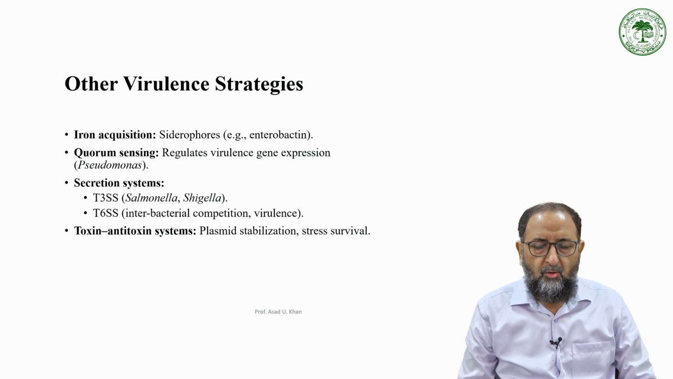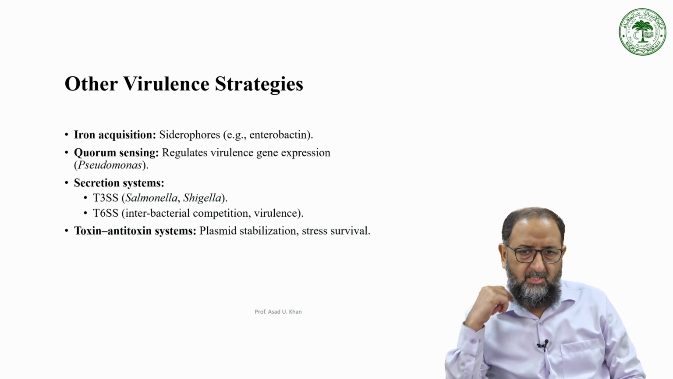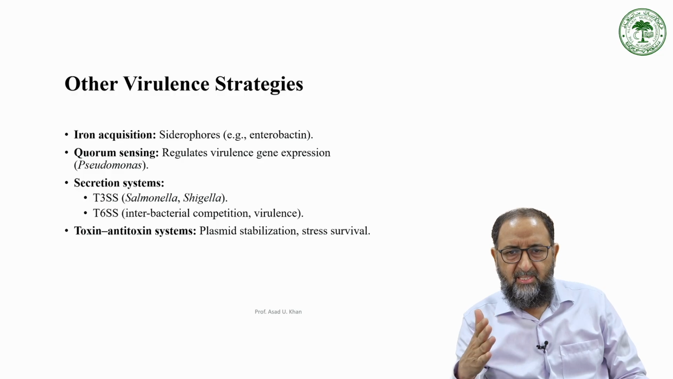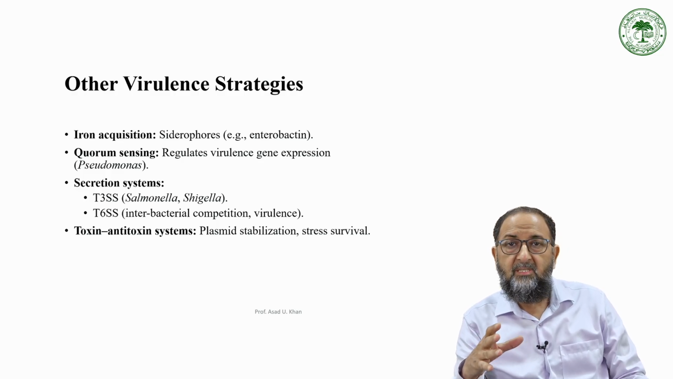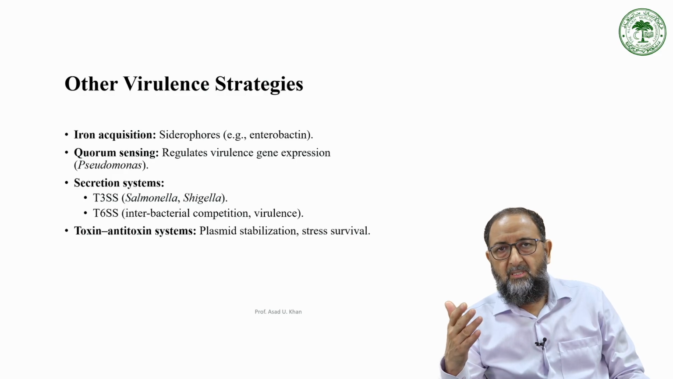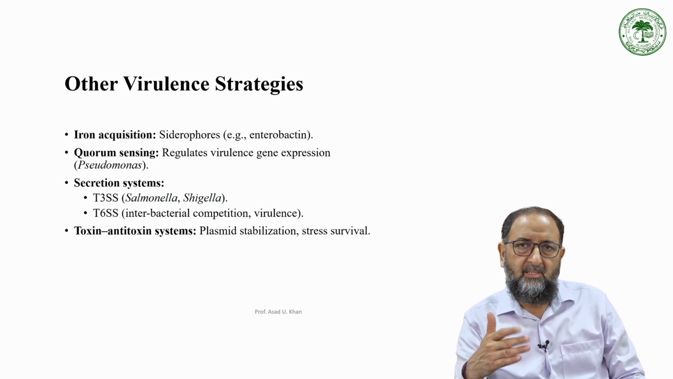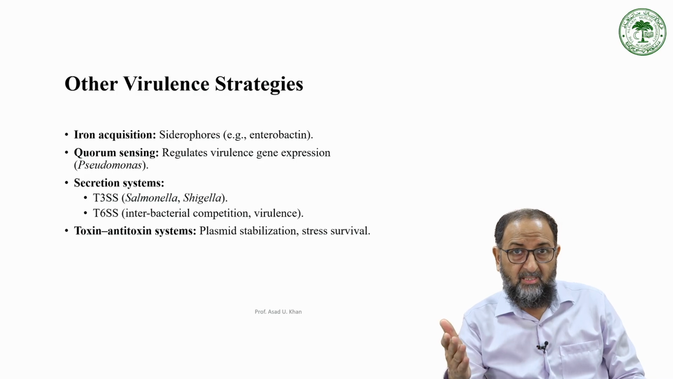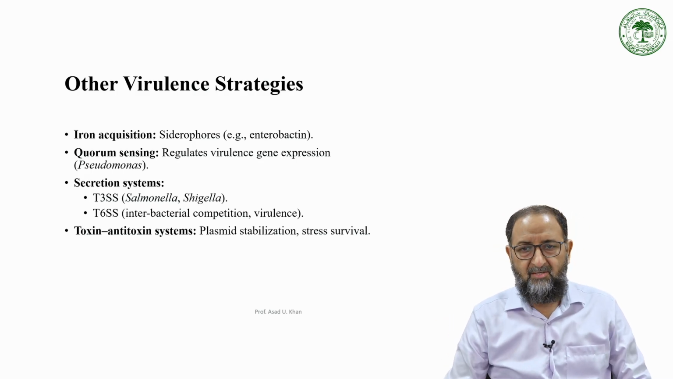Now, the toxin-antitoxin system: plasmid stabilization and stress survival. Stability of plasmid means that if plasmids are stabilized, they can keep the intact genes which support the bacteria, and they can also be transferred from one bacterium to another. We call this horizontal gene transfer, and they remain stable with the genes intact in the plasmid.